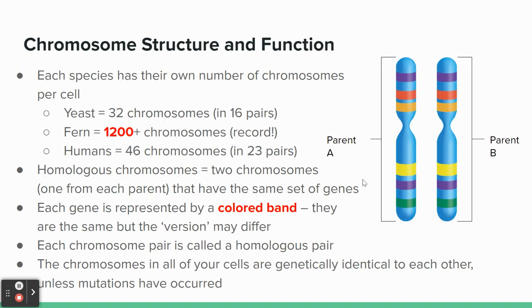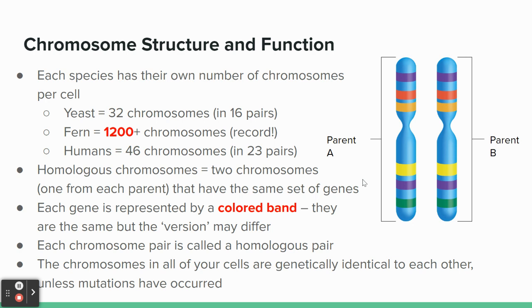Each species has its own number of chromosomes per cell. Yeast has 32 chromosomes in 16 pairs. Ferns have 1,200 chromosomes, or actually more than 1,200 chromosomes, which is actually a world record. Humans have 46 chromosomes in 23 pairs.